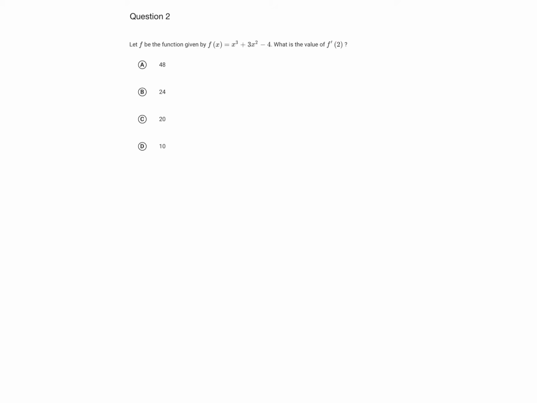All right, for the next one, they say let f be the function given by f of x equals x cubed plus 3x squared minus 4. And they ask for what's the value of f prime at 2. Okay, whenever you're given a function and you're asked for the derivative at a certain x value, you always have to find the derivative as a function first, and then plug in whatever value.